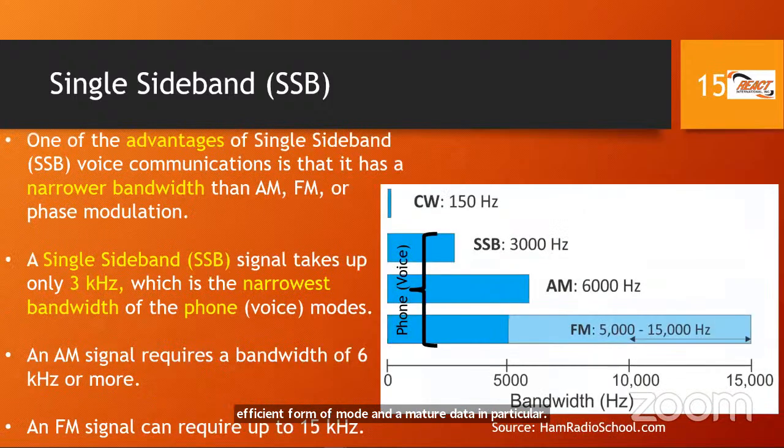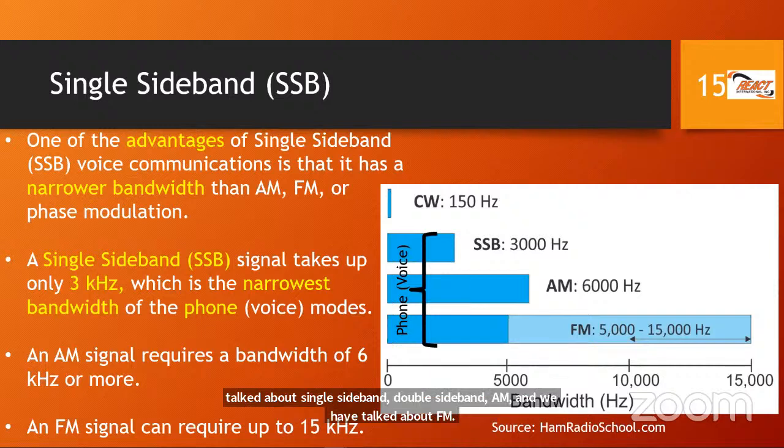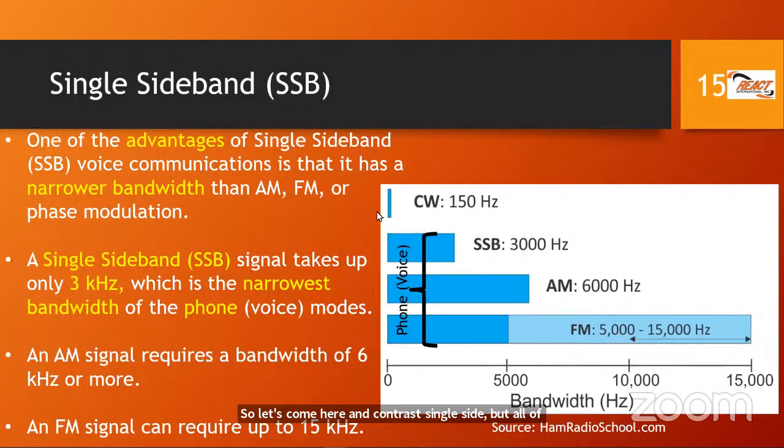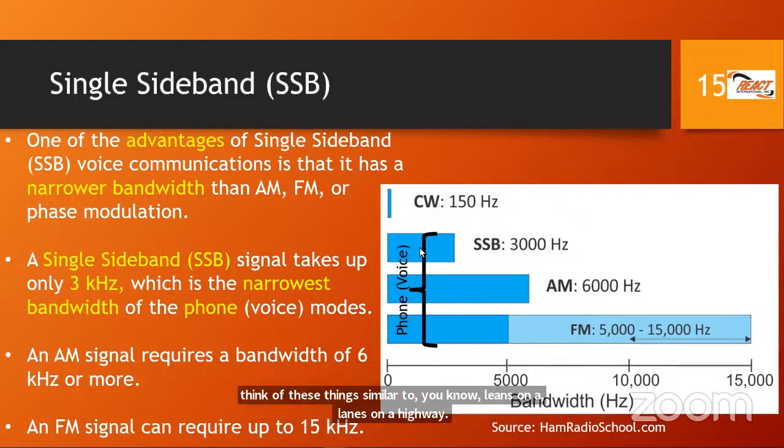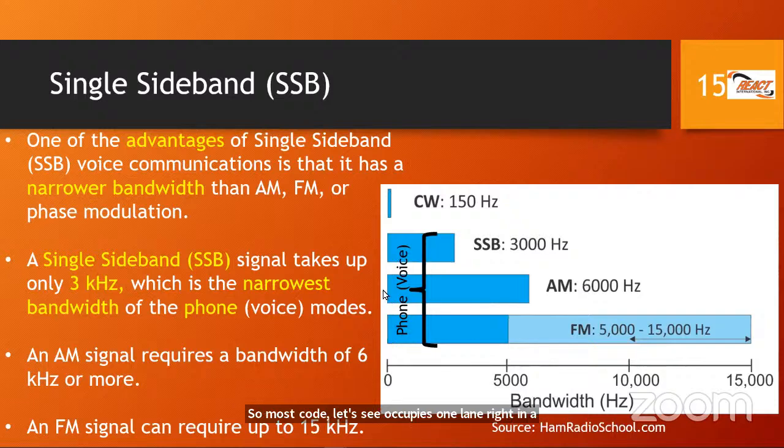All right. So continuing with single sideband, let's compare and contrast SSB with some of the other modes that we have access to. We have talked about Morse code or CW, single sideband, double sideband, AM, and FM. So let's compare and contrast single sideband to all of these modes. On the right-hand side, we have a nice little graphic that shows this visually. How I like to think of these things is similar to lanes on a highway. So Morse code, let's say, occupies one lane in a highway. Single sideband, maybe 2 lanes or something like that. AM, maybe 6 lanes, and maybe FM, 20 lanes, in a highway.